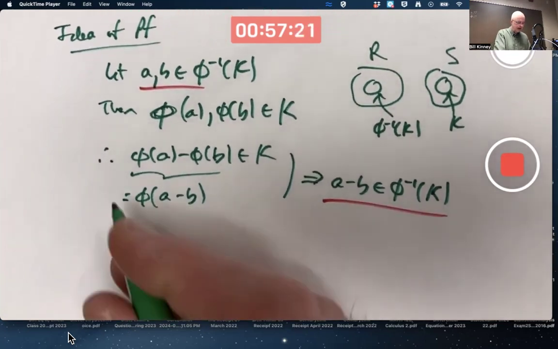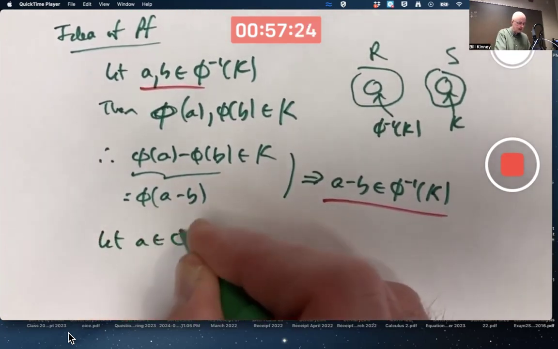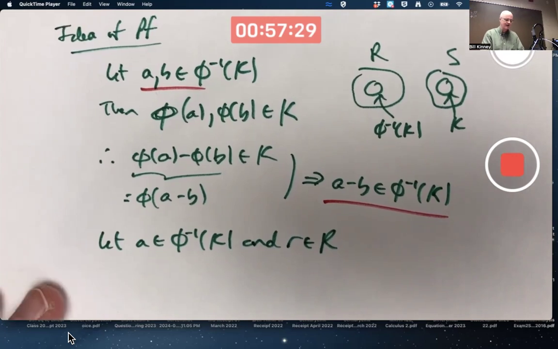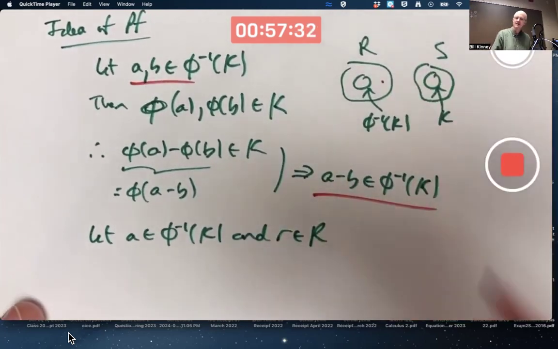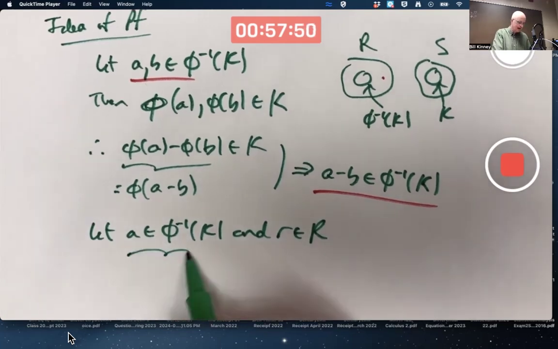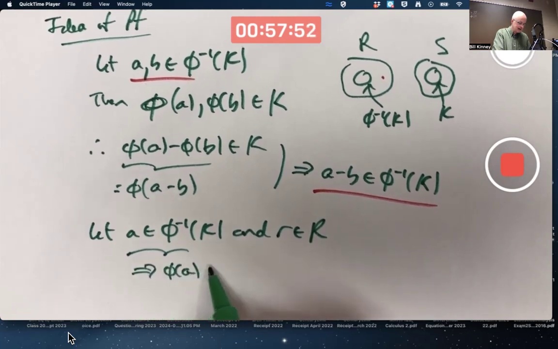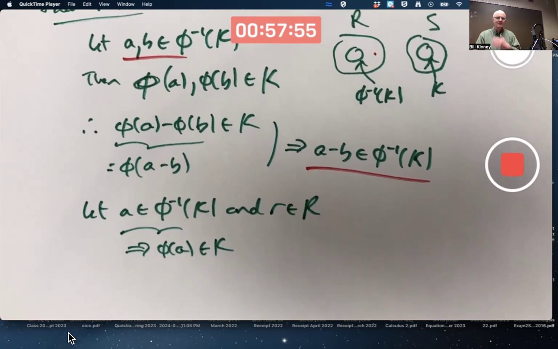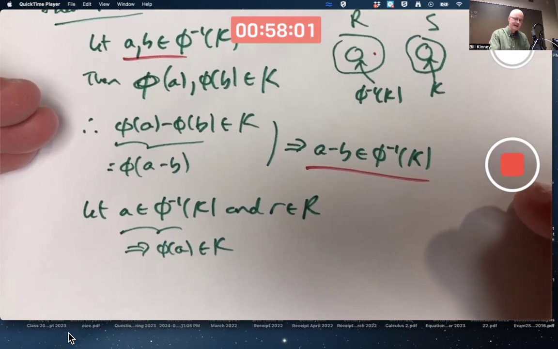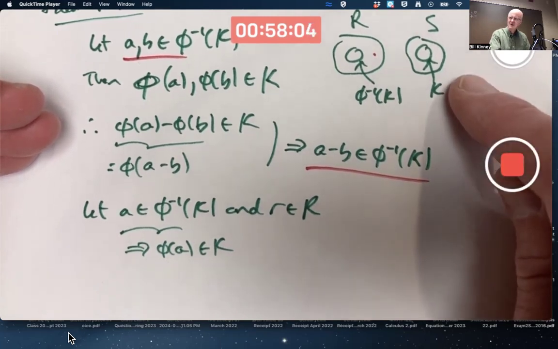Is it superclosed under multiplication? Let A be an element of the preimage, and let R be an arbitrary ring element in R, not necessarily in the preimage. Is the product R times A and also the product A times R in the preimage? That's what you want to show. This implies phi of A is in K. Once again, just like we used in the first part, we've got to use the fact that K is an ideal somehow. You got to use that assumption.